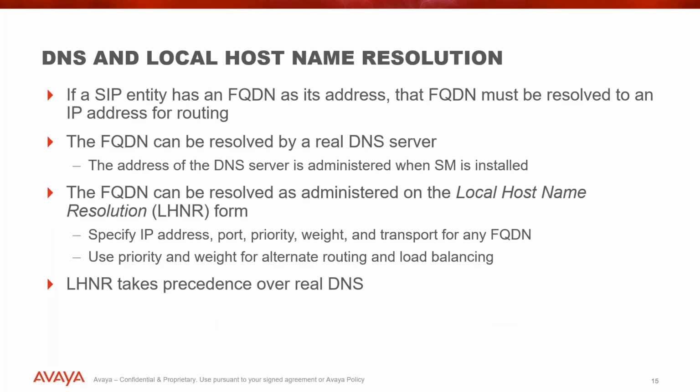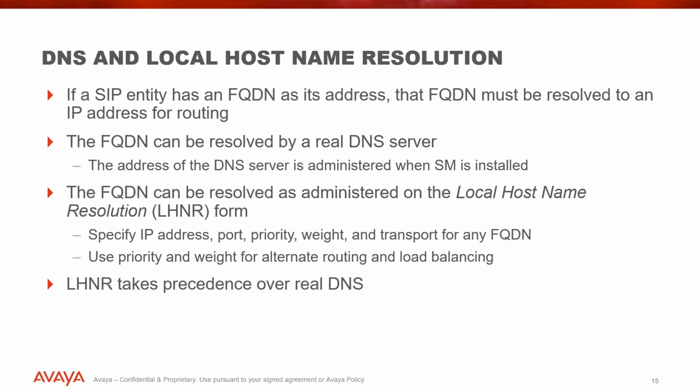I talked about FQDNs as SIP entity addresses. So there are two ways you can resolve that FQDN. You can resolve it using a real DNS server, just like you would resolve any other FQDN in your data networking. The address of that DNS server is going to be administered as you install your SM. And then when session manager encounters a SIP entity with an FQDN, it can resolve that FQDN to an IP address by contacting your DNS server.